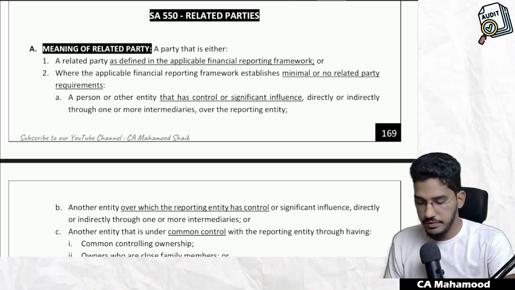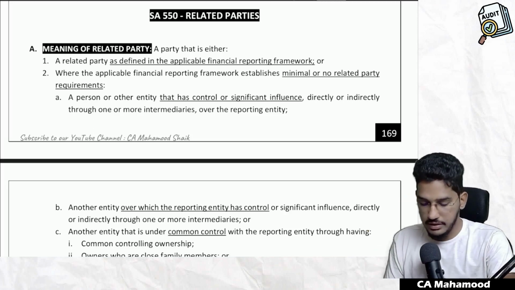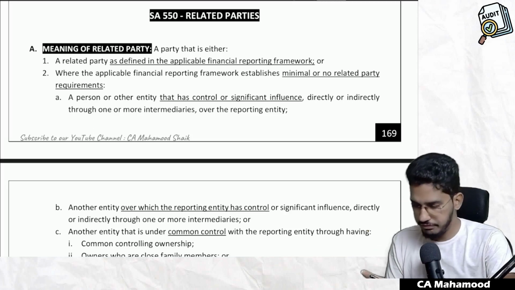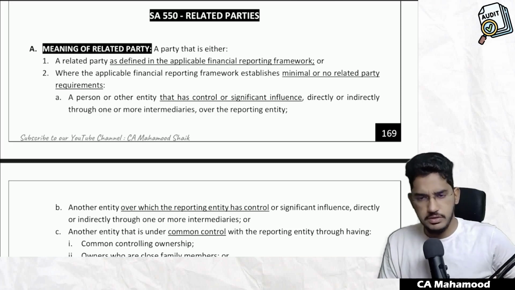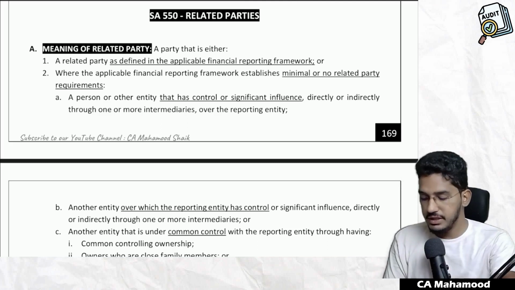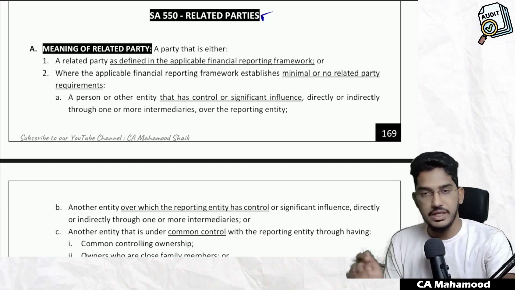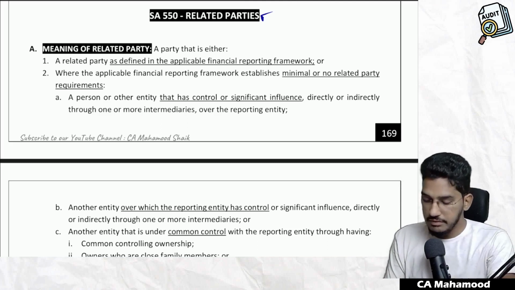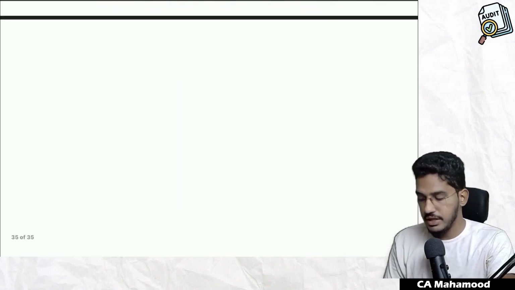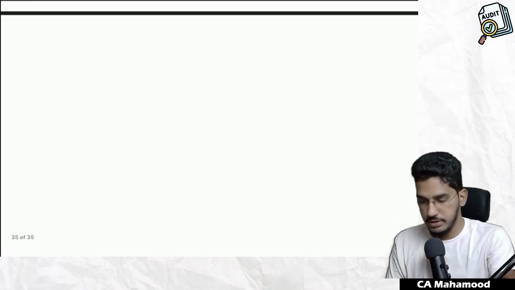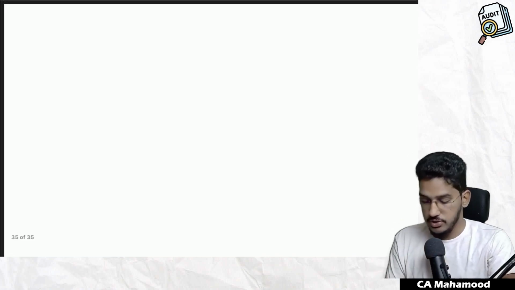So, in this session, we will try to understand the next standard, which is SA 550. Very simple standard, very small standard, not at all complicated. SA 550 is a standard which is going to talk about related parties. So, without any further delay, let us try to understand in a detailed manner what exactly this standard is about, and what we are going to learn in this particular session.